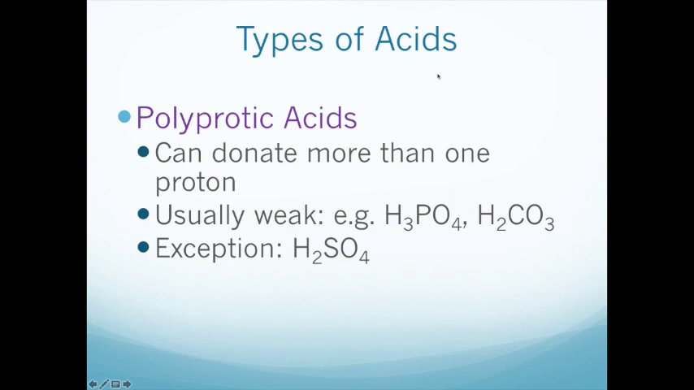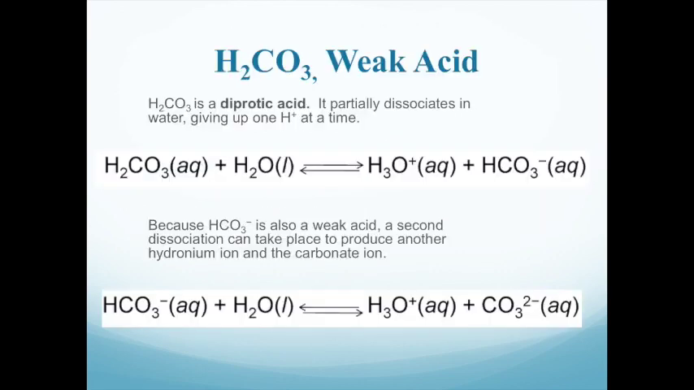Now, there are other types of acids called polyprotic acids, which can donate more than one proton. And these are usually weak acids, with the exception of sulfuric acid, which is a strong acid. Some weak acids include phosphoric acid or carbonic acid, and these are very biologically relevant. So, one weak acid is carbonic acid. It is a diprotic acid, and it partially dissociates in water, giving up one proton at a time. So the first dissociation is H2CO3 aqueous plus water, dissociates to form hydronium and HCO3-, which is the bicarbonate anion.